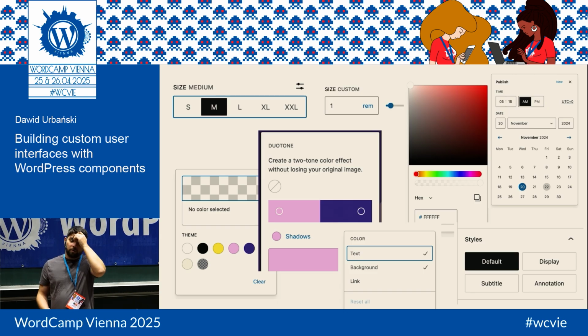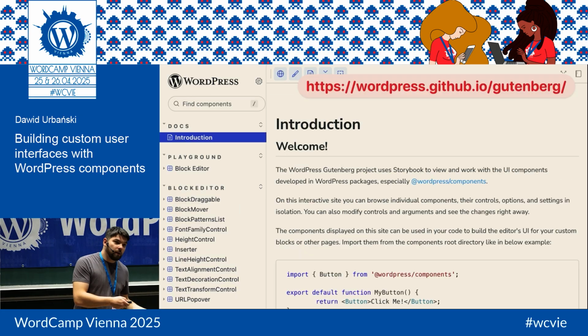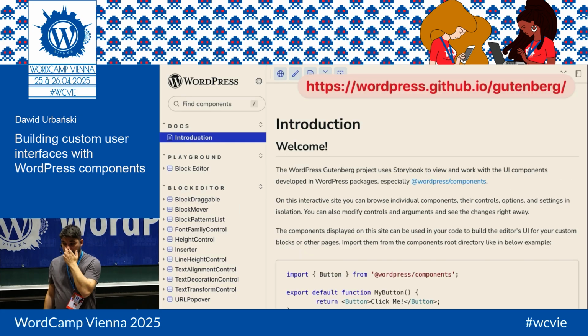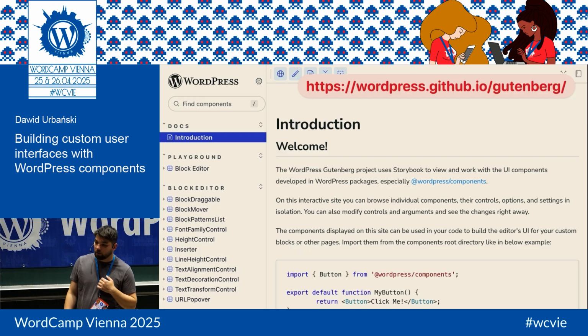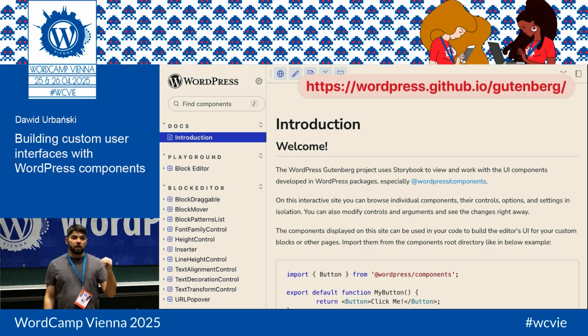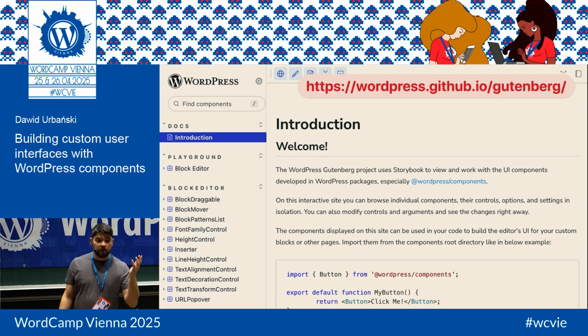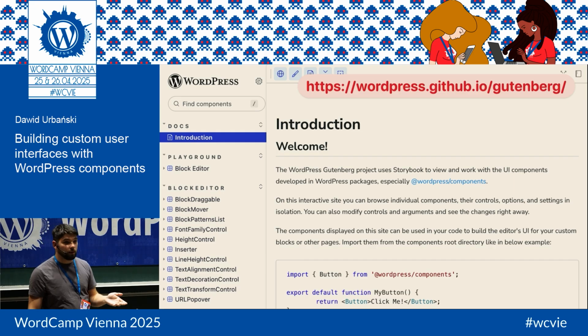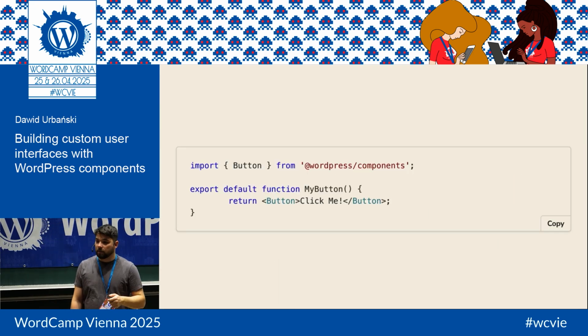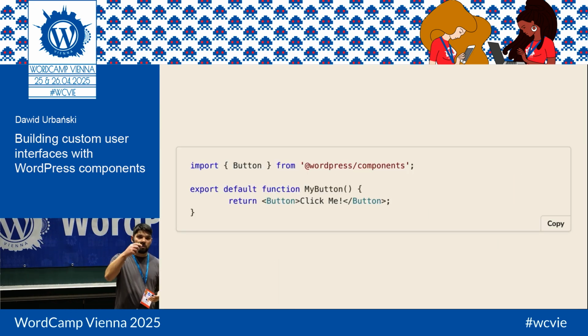The information to find all of these components and their documentation is nicely put together in a Storybook instance that the Gutenberg team also maintains. It's under this URL, WordPress.github.io/gutenberg, and every single component is documented here and how to use it. But okay, this is the simplest component you can find there. It's even on the homepage: the button component. Something you can display, and you have a nice button.